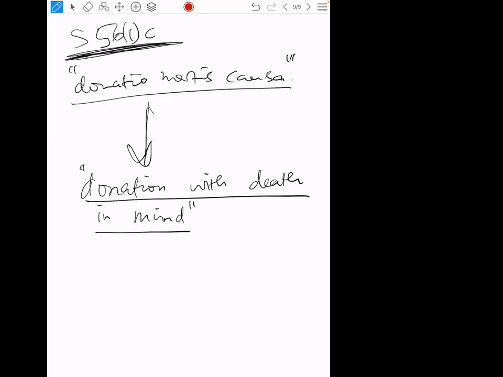So there's a death in mind. You're taking something that can lead to death, and you make a donation on those grounds. Yes. Okay. Death in mind.